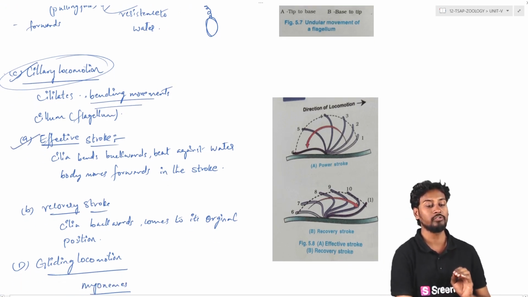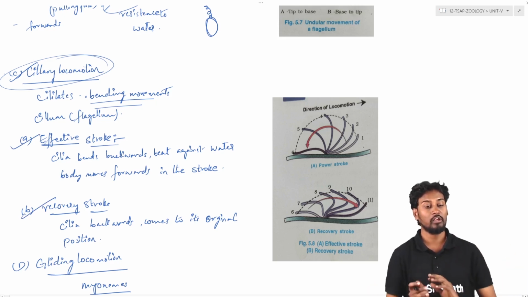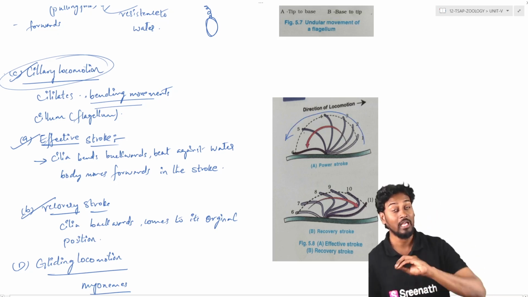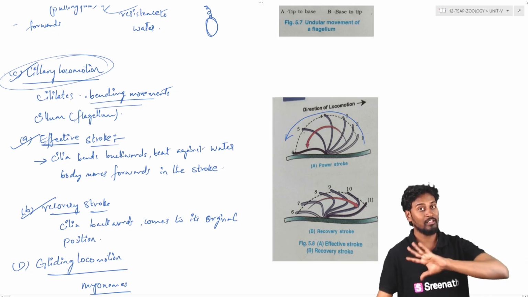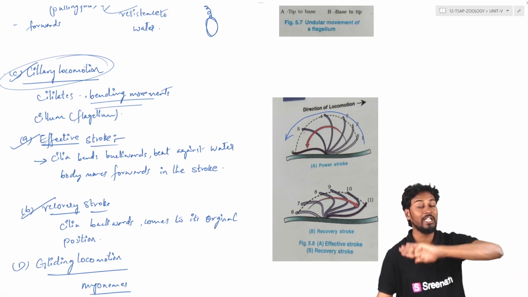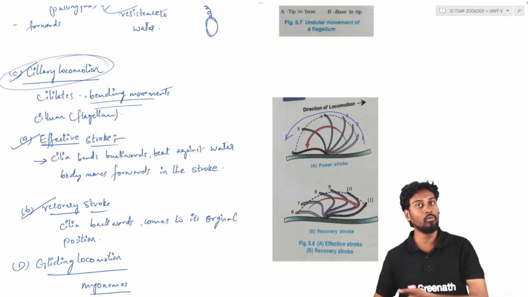So how can we see the bending movement? For example, here in ciliatory locomotion we have two different strokes. First is the effective stroke. In the effective stroke, the cilia is generally bending back, showing the bending backward. As the cilia bends backward, it is beating against the water and making the body move in the forward direction.